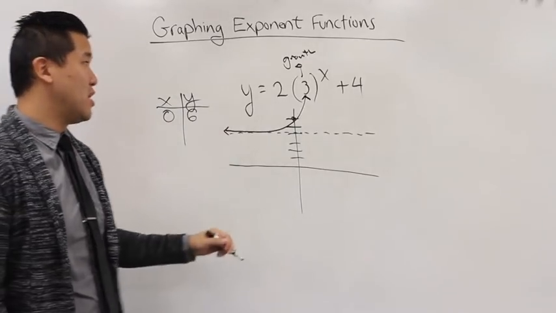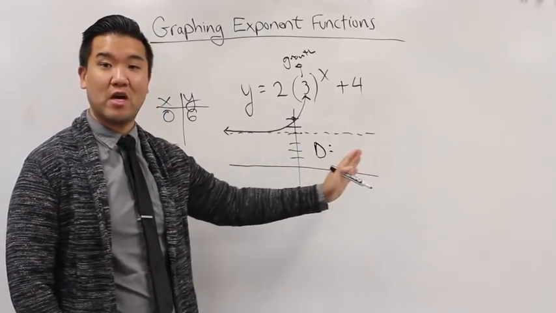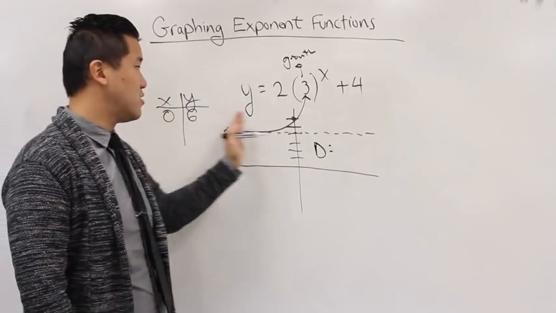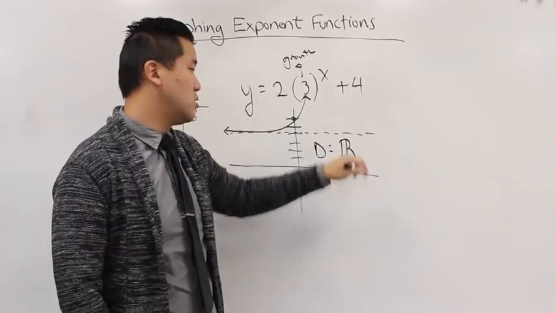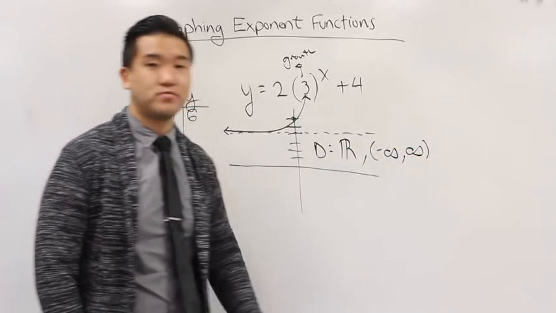Okay. Last little part, domain and range. Domain is how far left, how far right my graph goes. How far left does the graph go? It travels to negative infinity. How far does the graph go to the right? It travels to positive infinity. So you can write all reals, or you can write negative infinity to positive infinity.